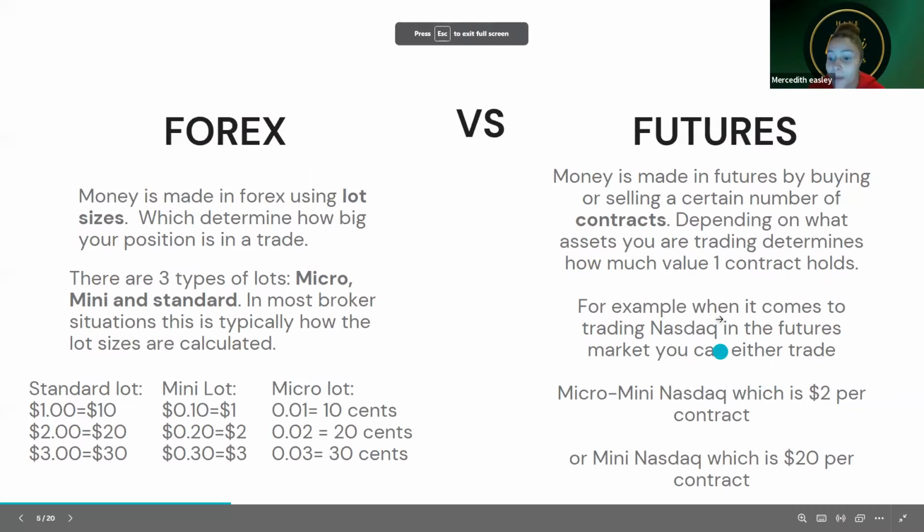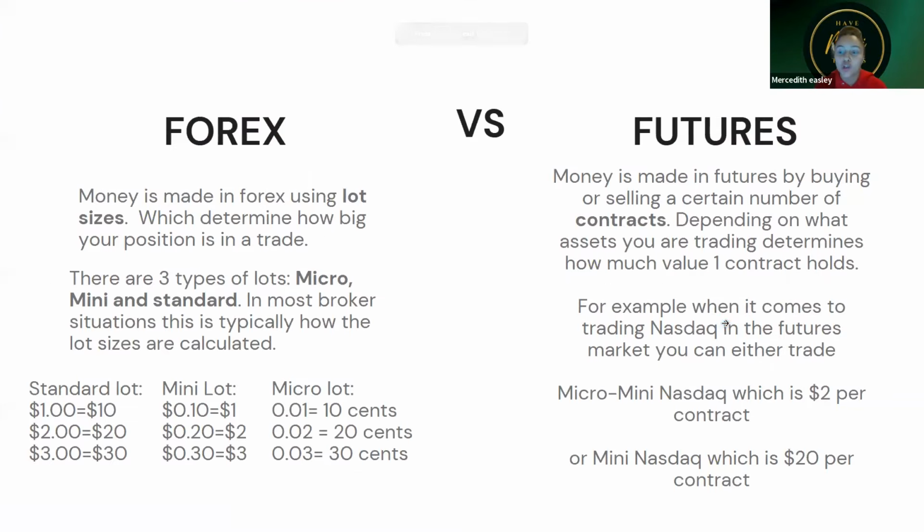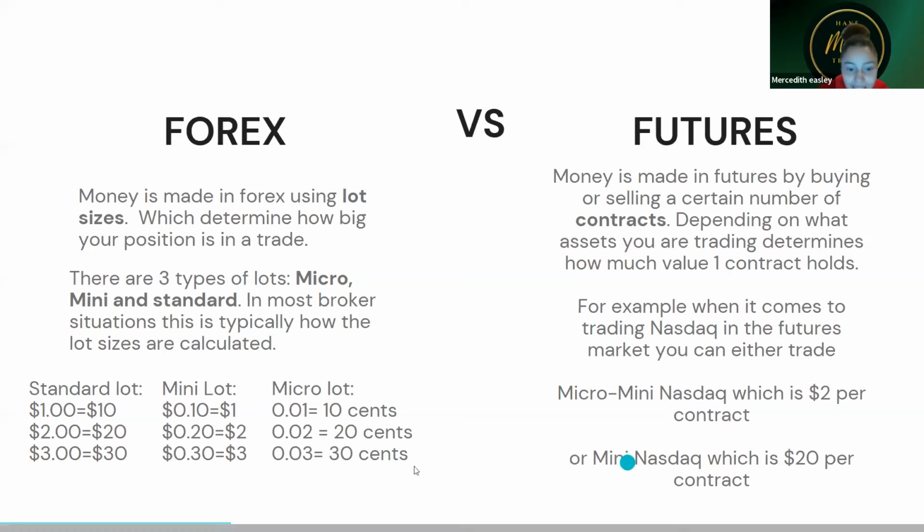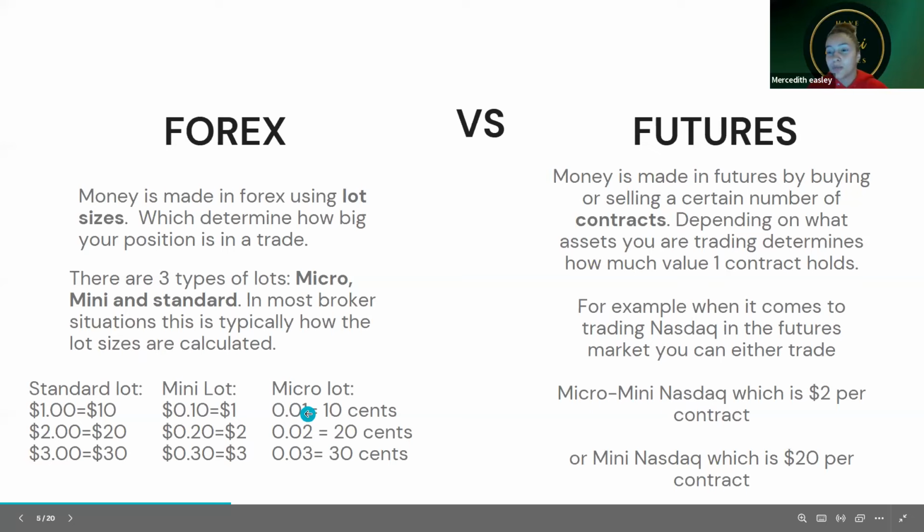So if I trade a micro mini contract, that is $2 per contract, right? So if I only have one contract and I caught that 60 points, that's 2 times 60 is 120. But let's say I put 2 micro mini contracts, that's $4 per point. That trade would have made me $240. But if I use a mini contract, one contract on a mini NASDAQ is $20 per point. So 20 times 60, that's $1,200.